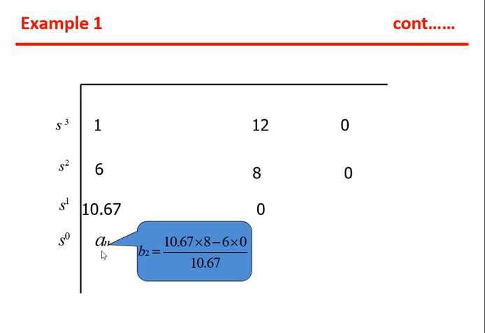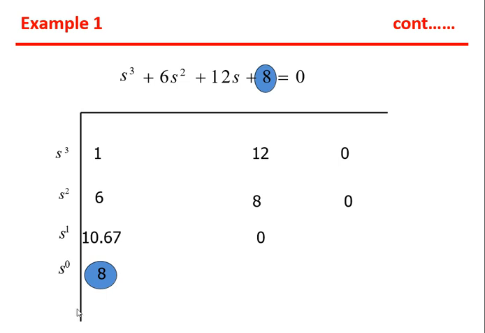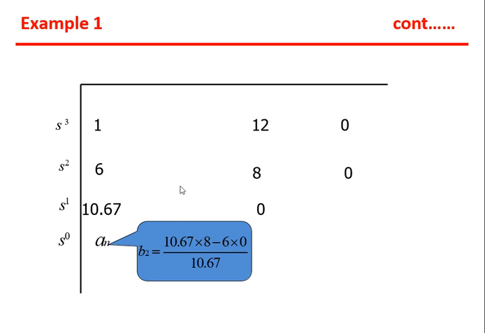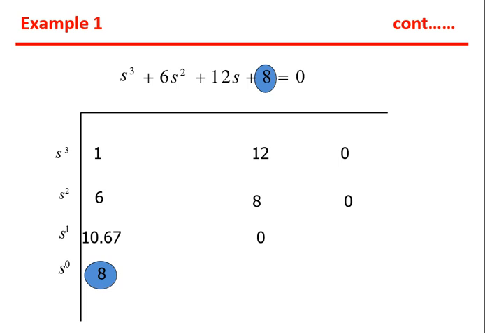So here we have to do the next calculation, that is 10.67 into 8, minus 6 into 0, divided by 10.67. So finally we will get the 8 over here. That is the last element that we have seen. Now see this first column. The elements are 1, 6, 10.67 and 8.